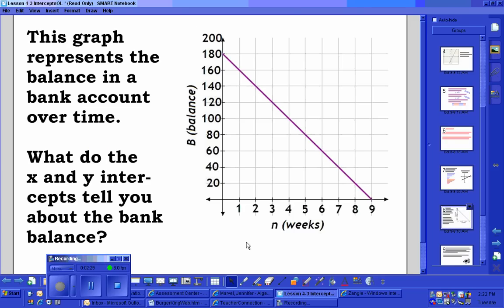Take a look at this graph. Let's see what the intercepts mean. If you take a look at the line, you can tell that the bank account balance is going down, so the person must be spending money. The x-intercept, right here at 9 weeks, tells us the point at which the person runs out of money. Their money lasts for 9 weeks. The y-intercept, right here at 180, tells us the starting balance of the account.